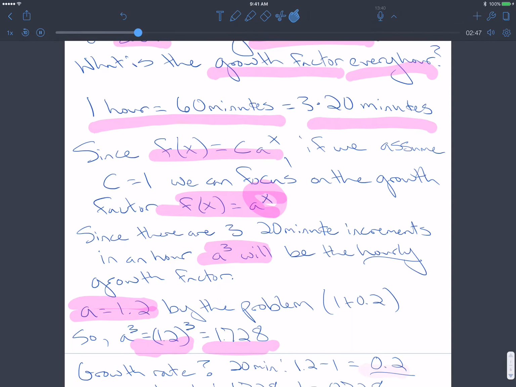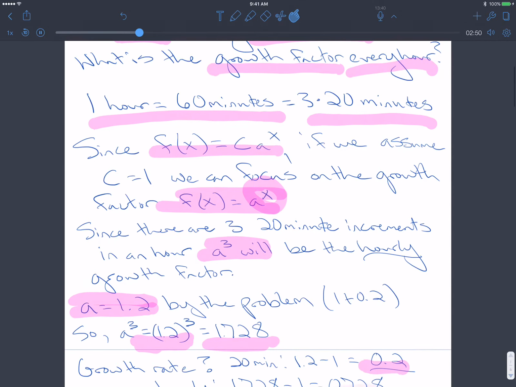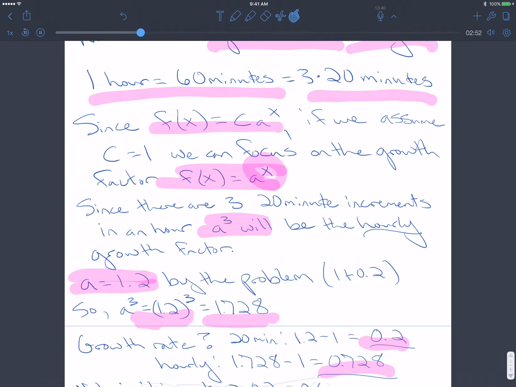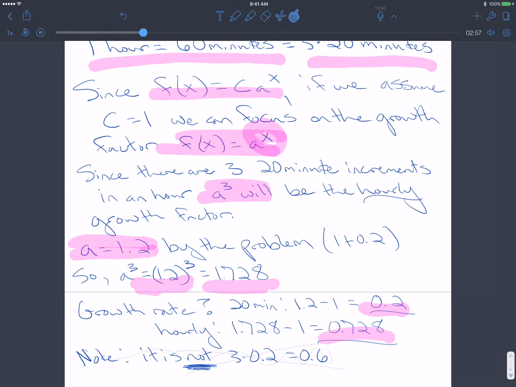So our growth rate in 20 minutes was 0.2, but our growth rate for hourly is 0.728. Notice that we didn't just get 3 times what our 20-minute was, right? This is not 0.6. This is 0.728. So it's actually a little bit faster because it compounds, because we're dealing with an exponential model and not a linear model. So this isn't just going to triple. But our exponent, we will cube our growth factor in order to determine the new rate.